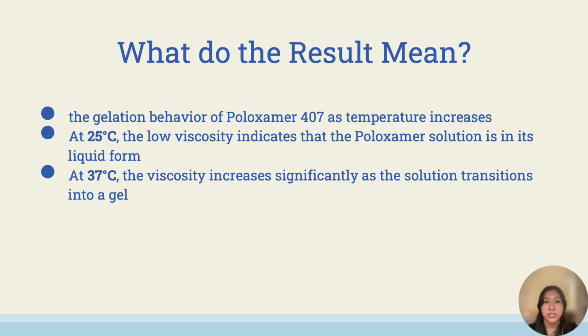These results show the gelation behavior of Poloxamer 407 as temperature increases. As you can see, at 25 degrees Celsius, the viscosity indicates that the Poloxamer solution is still in liquid form, and at 37 degrees Celsius, the viscosity increases drastically as the solution transitions into a gel.